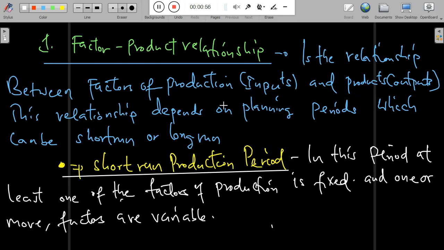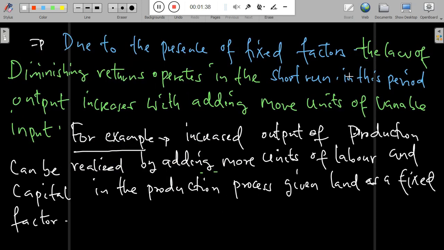For our focus, we are going to stick more to the factor-product relationship. This is the relationship between factors of production, inputs, and product outputs. This relationship depends on the planning period, which can be short run or long run. Under the short run production period, at least one of the factor inputs is fixed and only one varies. So if you apply labor, you keep capital fixed. That is how it is applied by the producers.